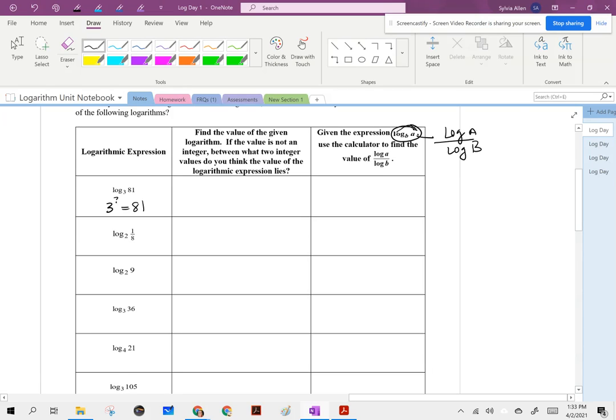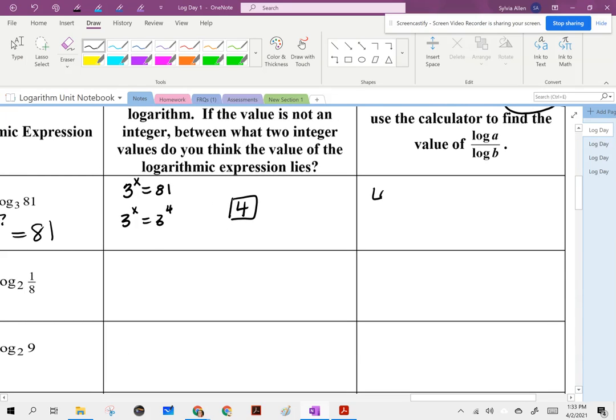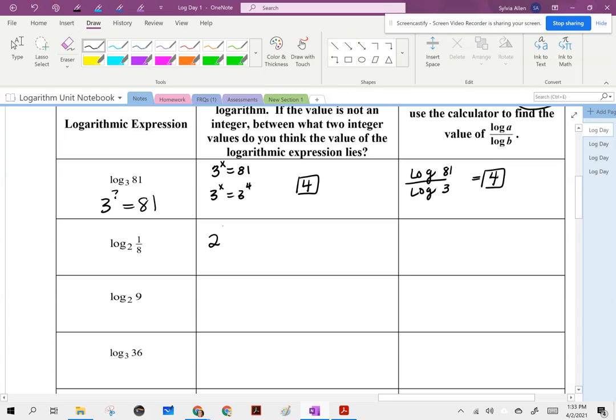All right, so remember this is saying 3 to what power, right? So 3 to the x is equal to 81. And so you can rewrite this with a common base, which means x is equal to 4. And if you were to do this in a calculator and write log 81 divided by log 3, what do you get? You get 4. Right?